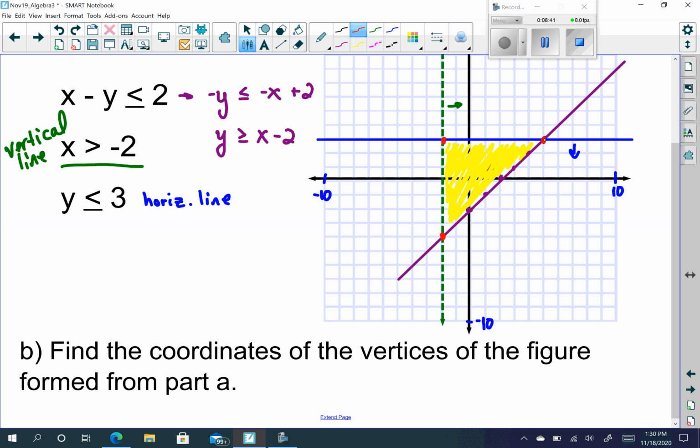Let's take a look at this rightmost point. If we count it over, that looks like we're counting over 5 and up 3. So 5, 3 is one vertex, an ordered pair of a vertex. Let's go with this point here in the second quadrant. Looks like we're going 2 to the left and 3 up, so negative 2, 3. And then this point down here looks like we're at negative 2, negative 4.